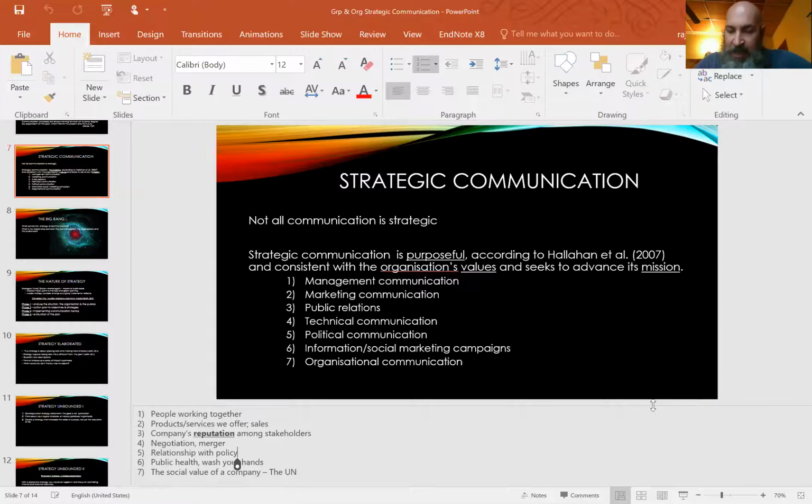Here I am looking at slide 7, in which I have a list of some approaches to strategic communication and a definition. So what we're saying is strategic communication is purposeful, meaning it has to have a particular goal, and it's consistent with some values and seeks to advance a mission.